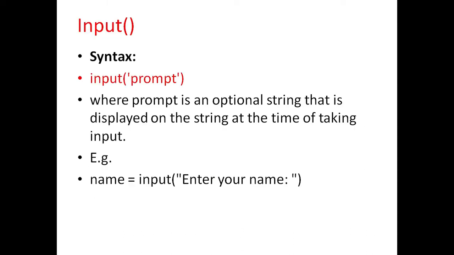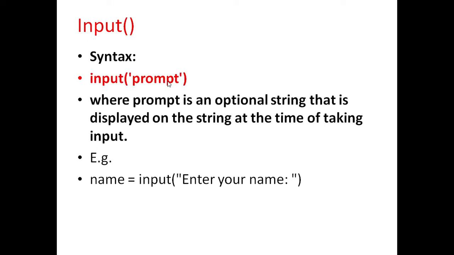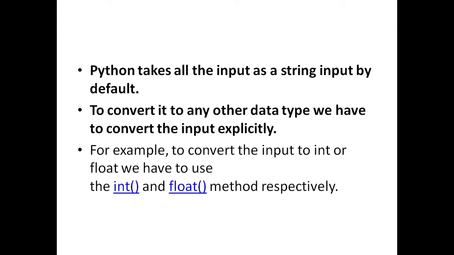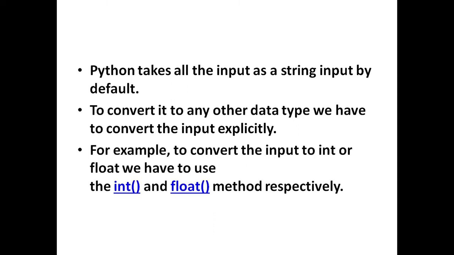The general syntax for the input function is input(prompt), where prompt is an optional string that is displayed on the screen at the time of taking input. For example, name = input("Enter your name"). When we execute it, it will display the message "Enter your name" and accept the data from the user. Python takes all input as a string by default. To convert it to any other data type, we have to convert the input explicitly. For example, to convert the input to int or float, we have to use the function int or float respectively.